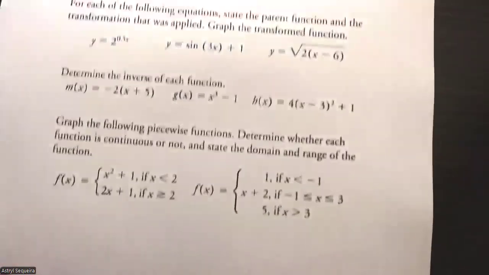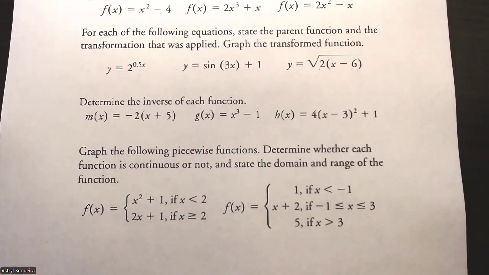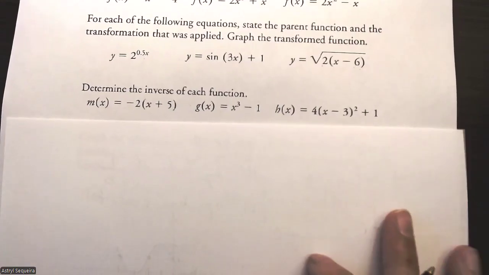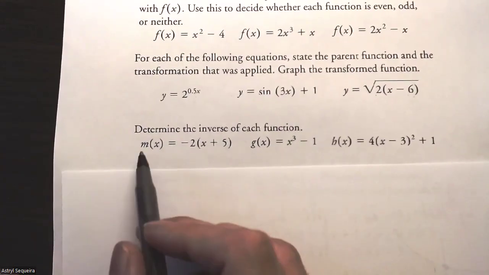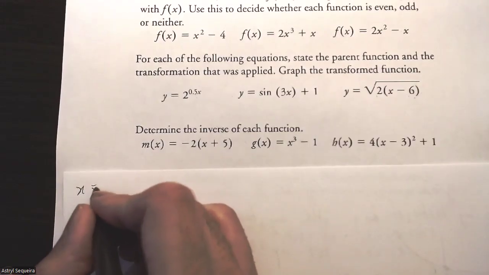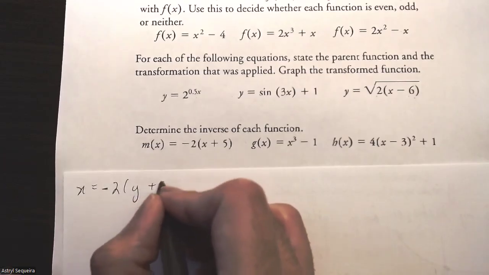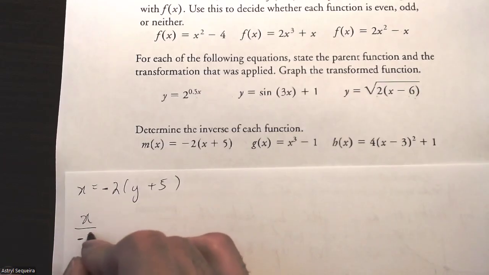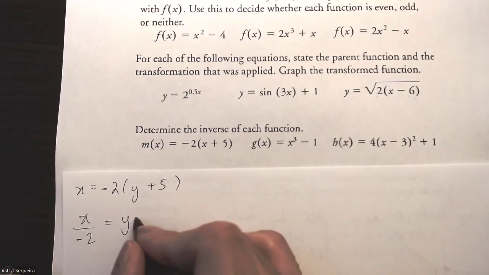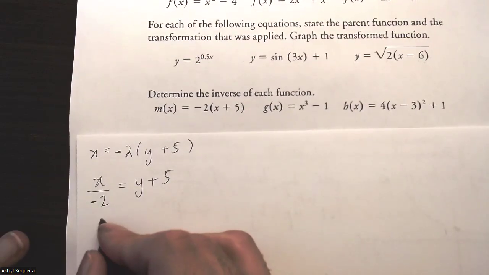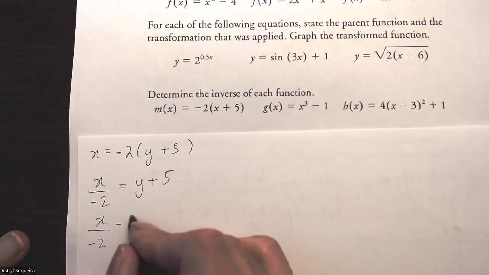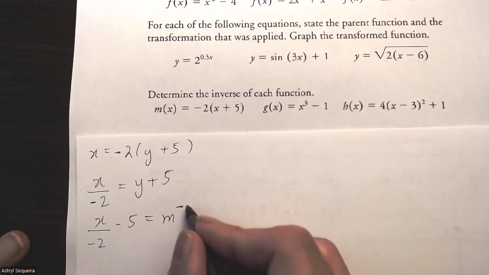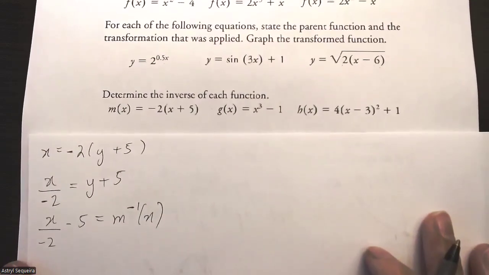Okay, let's go to the fourth question of this video. Determine the inverse of each function. To find the inverse of the function, we start by switching our x's and our y's. x equals -2y plus 5. Now all we have to do is isolate the y. Start by moving the -2 over. Divide it on the other side. Then I'll subtract the 5. And instead of writing y when it's isolated in the last step, I'm going to rewrite m inverse of x.